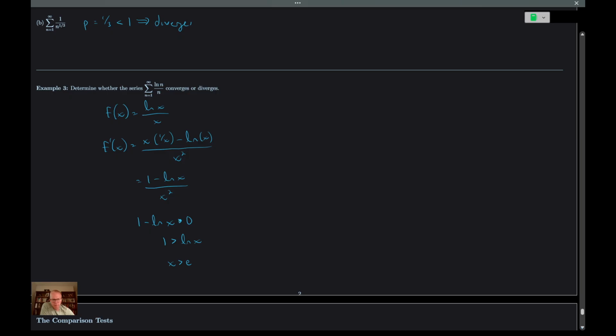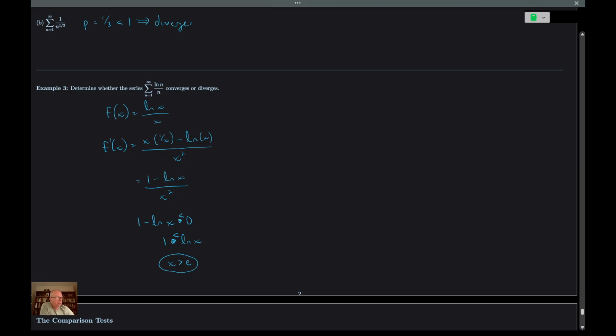Sorry, we're looking at decreasing. So this needs to be less than 0. That was my mistake. Decreasing means less than 0. So x greater than e means that this function will be decreasing.